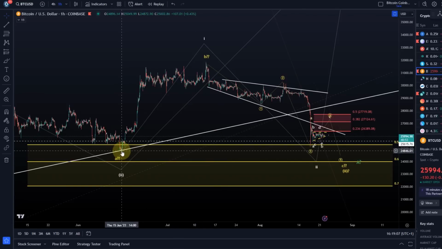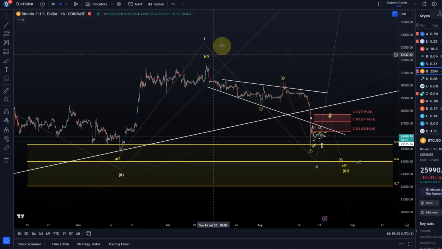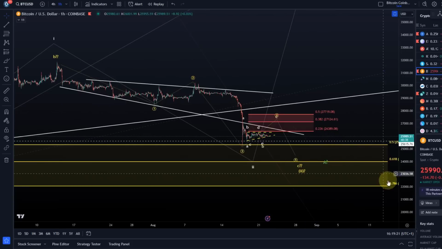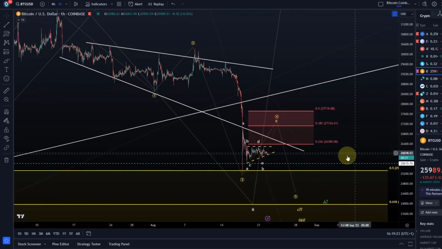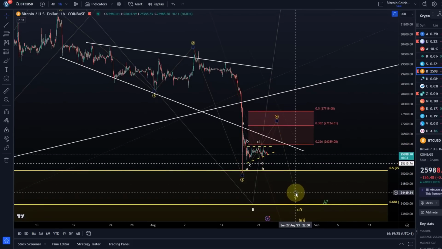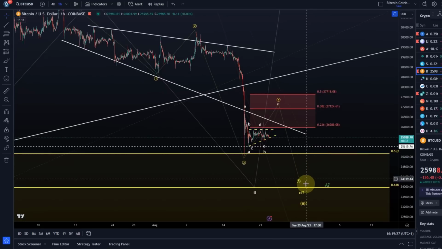A break below the June low, which is here at around 24,790, will invalidate this 1-2 setup. Therefore, I already focus on the yellow wave count, because if we look at the smaller time frames, it looks very likely that we get one more low here. This wave 5 to the downside in wave C of 2.